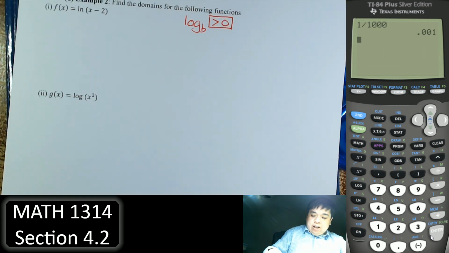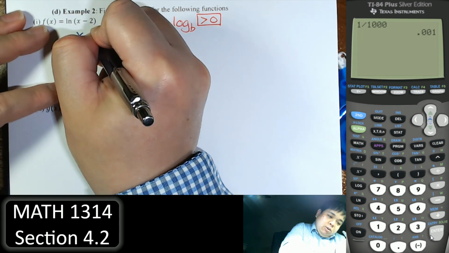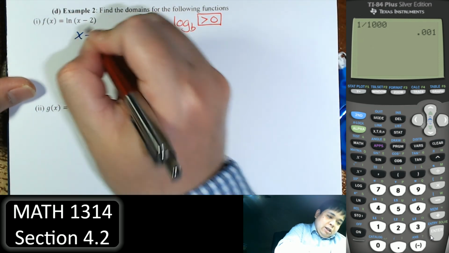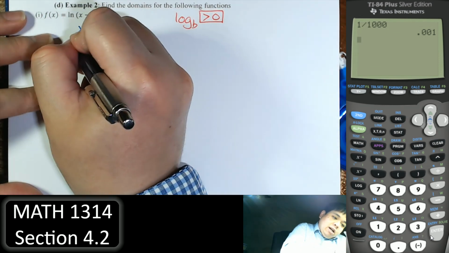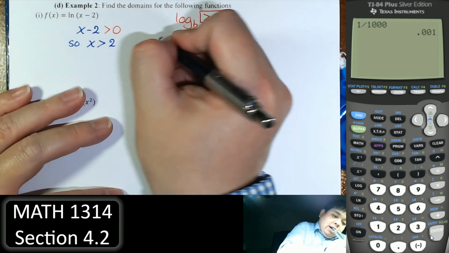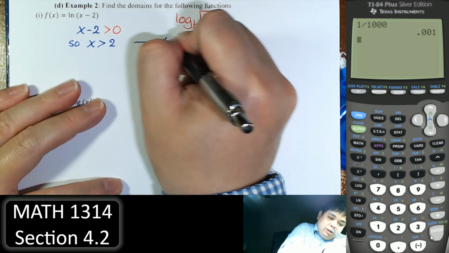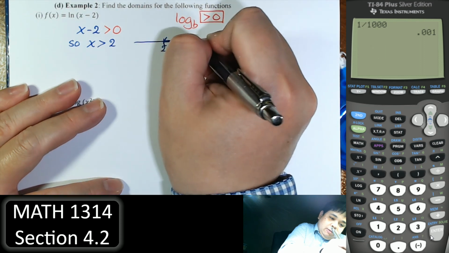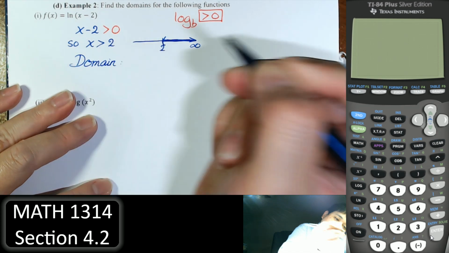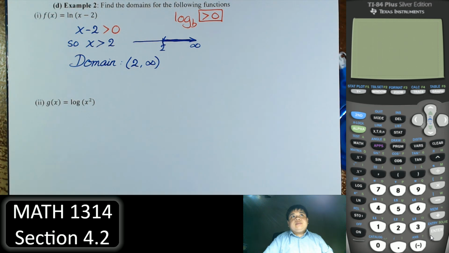So in this case, we just have x minus 2 has to be positive, greater than 0. So plus 2 on both sides. So we have x greater than 2. So that is the domain. So if we draw the line on the right side of 2, so domain is going from 2 to infinity.